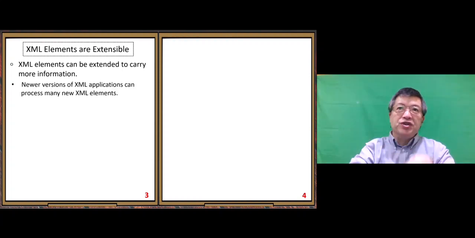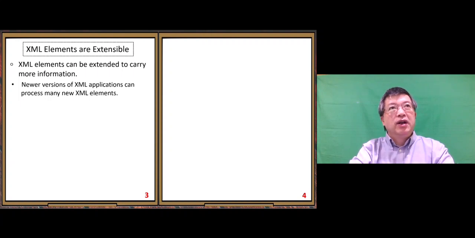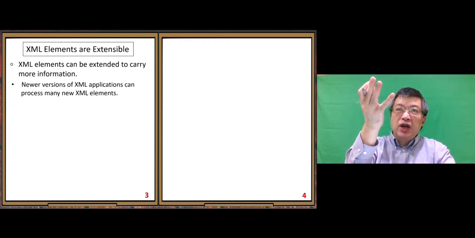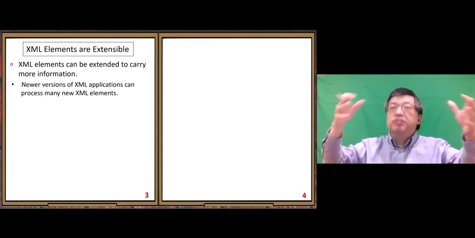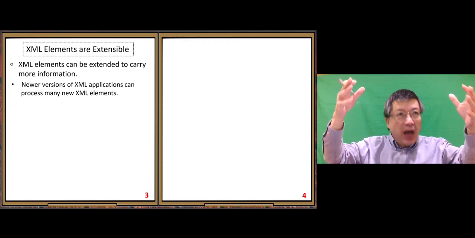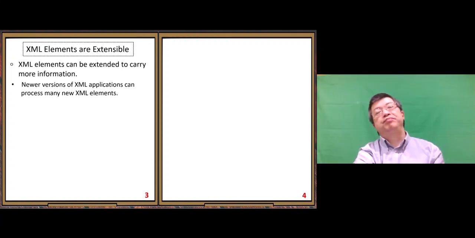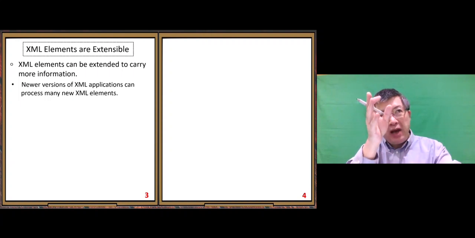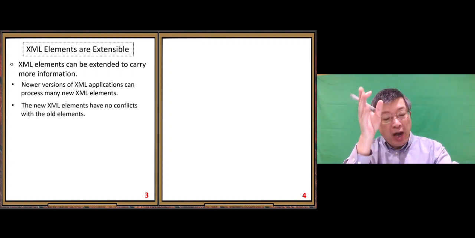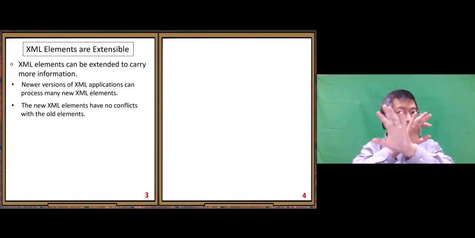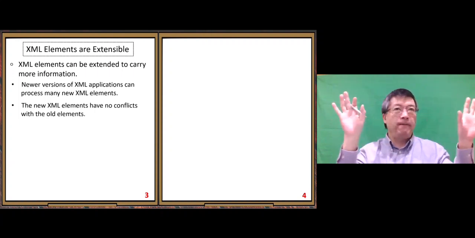So for newer versions of XML applications, when you create a new version of an application, usually you are very likely to add some new elements. But when you add new elements, the old elements can still be used. So old elements, new elements, no conflict. Okay?